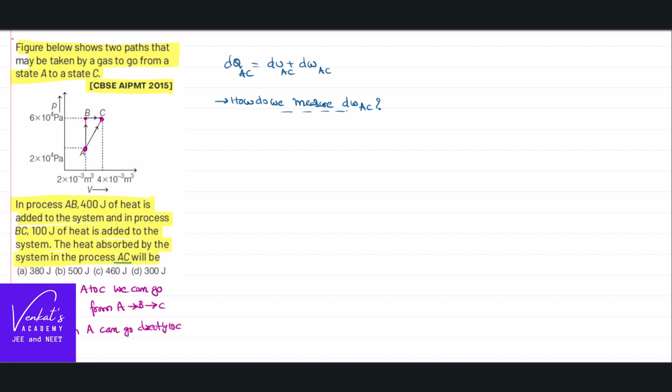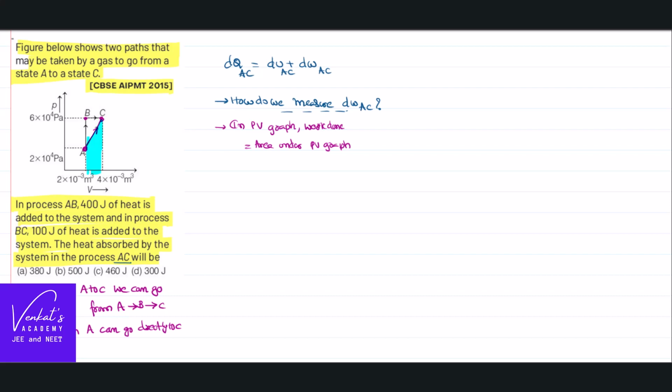So if you notice carefully, this is A, this is C. Work done in AC in a PV graph. The graph is a PV graph. So what we can say is, in a PV graph, work done in a process is the area under the PV graph. So if I have to calculate the work done during AC, under this AC there is some area. I have to calculate the area of that graph. What is that area? This is that area.